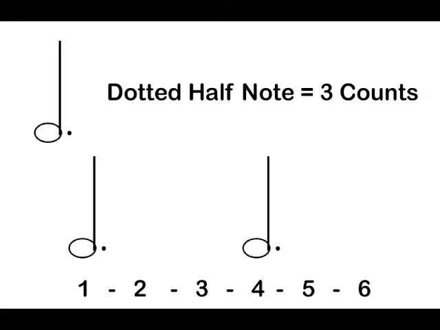So here is the example of having two dotted half notes following each other. I will count it off and we will play it. 1, 2, 3. 1, 2, 3, 4, 5, 6. Once again, the count off. 1, 2, 3. 1, 2, 3, 4, 5, 6.